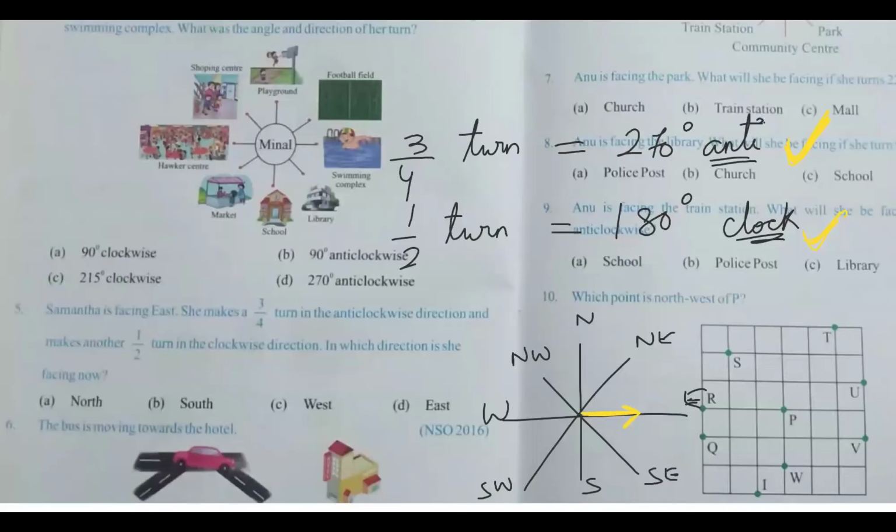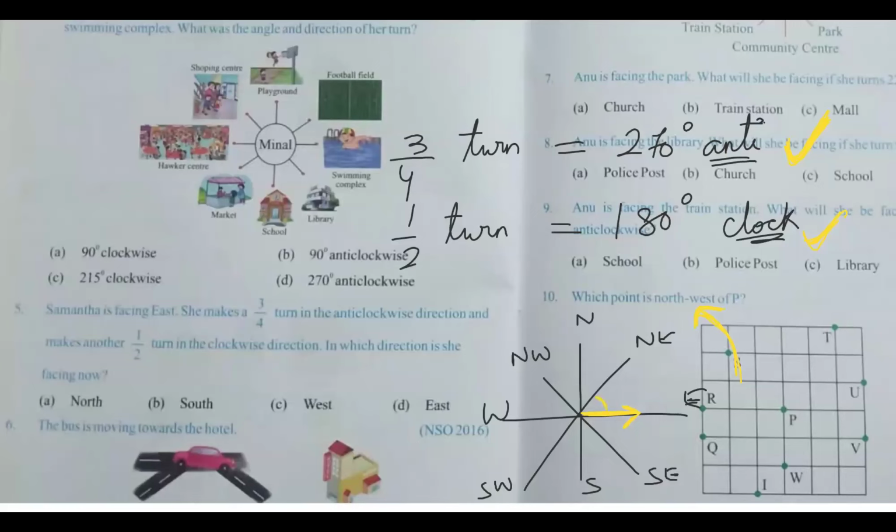See, from the east direction, if she has to move in the anti-clockwise direction, anti-clockwise will be this direction, towards the left side. Yes or no? Yes, towards the left side. So if she moves towards the left side, let's measure 270 degrees.